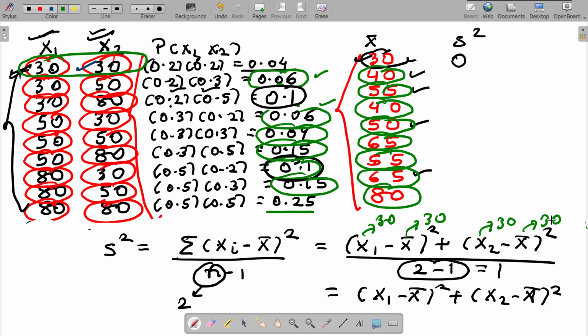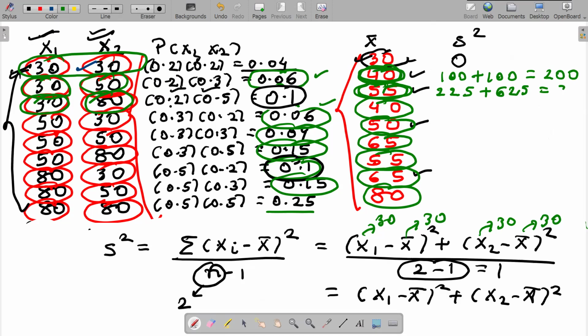For the second case, it's going to be 30 minus 40 square. How much is 30 minus 40? Minus 10. Minus 10 square is 100, plus 50 minus 40 whole square. That means again 10 square, 100. Every time you're dividing by 1, so I just get 200. Then it's going to be 30 minus 55, which means minus 15. Minus 15 square is 225 plus 80 minus 55. How much is that? 80 minus 55 is 25. 25 square is 625. How much is 625 plus 225?